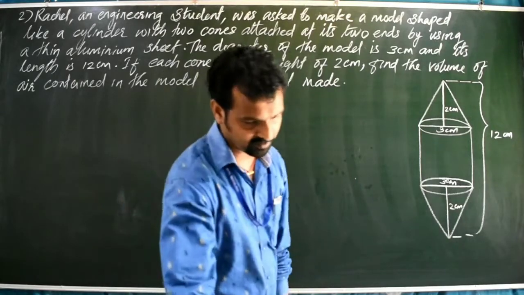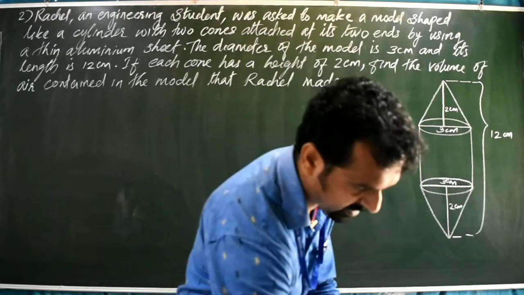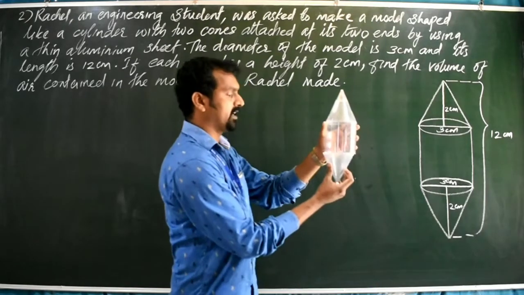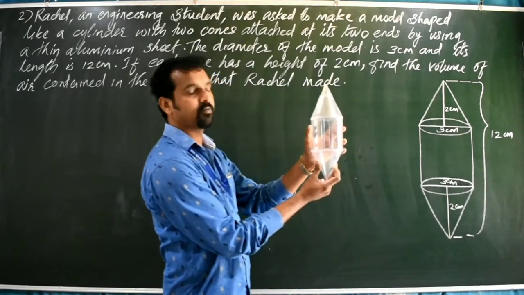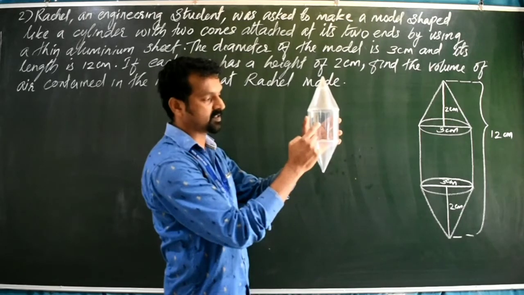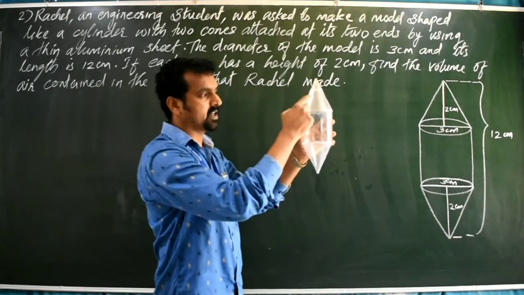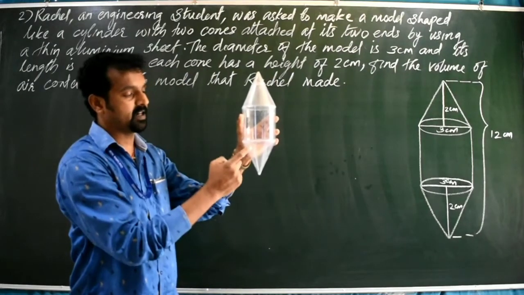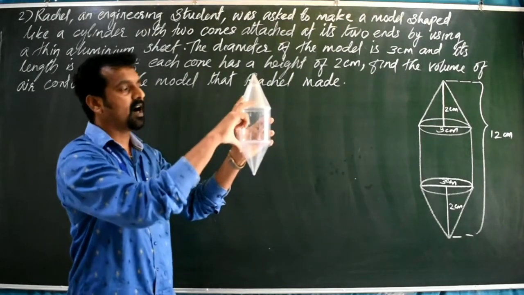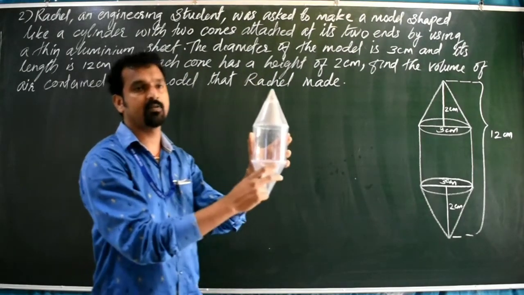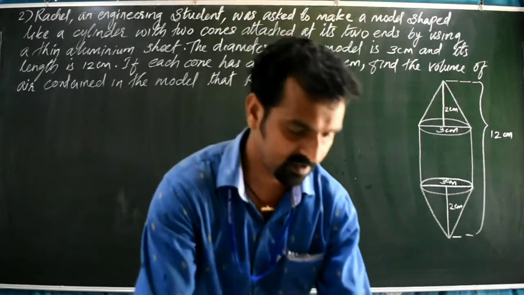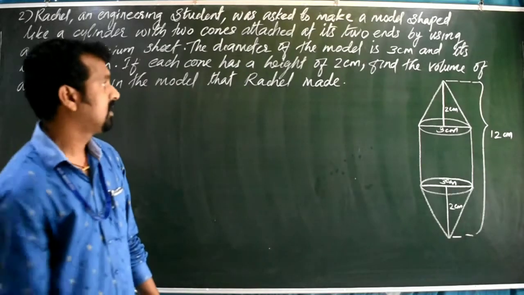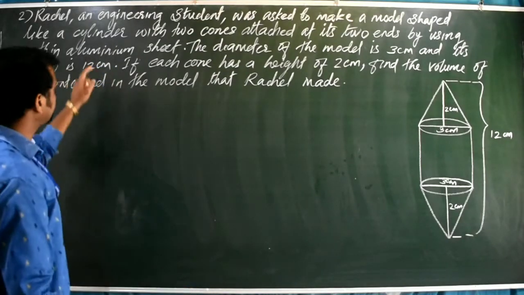So how can we find that out? Volume of the air contained in this model is equal to volume of the air contained in this cylinder plus volume of the air contained in this cone plus volume of air contained in this cone. So adding these three, we will get the total volume of air contained in this model. So first we have to write the given values. Okay, then see the question once more.